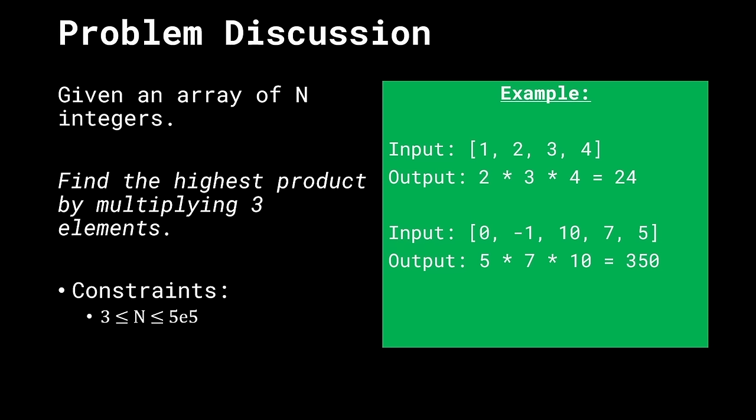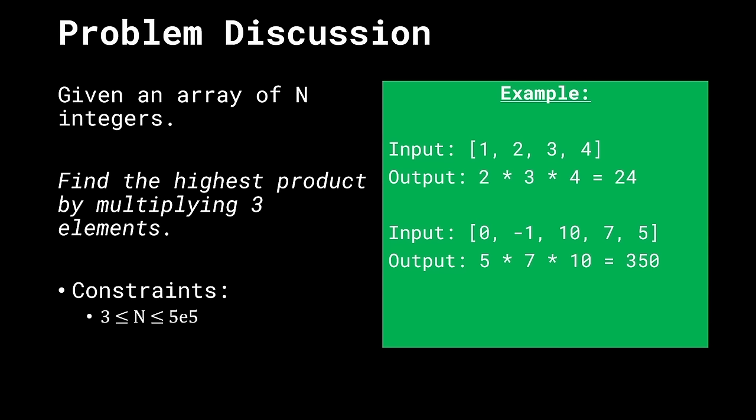When the input given to us is 1, 2, 3, 4, that is we have 4 elements in the array, the output we get is 24. And that's because we can multiply 2 times 3 times 4, and this is the highest possible product we can get, which is 24. Now, when the input is 0, -1, 10, 7, 5, we multiply 5, 7, and 10 together to get 350, which is the highest possible value we can get. And so we return 350 as the answer.